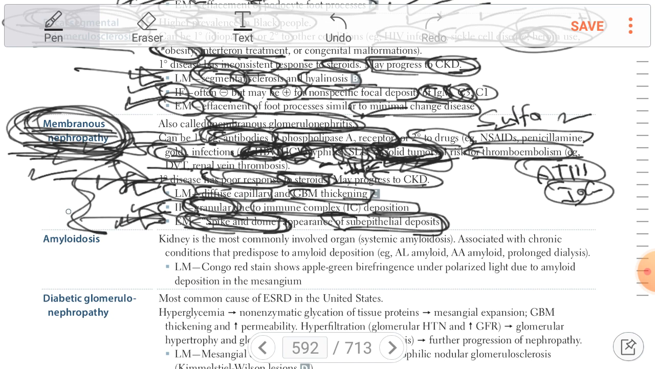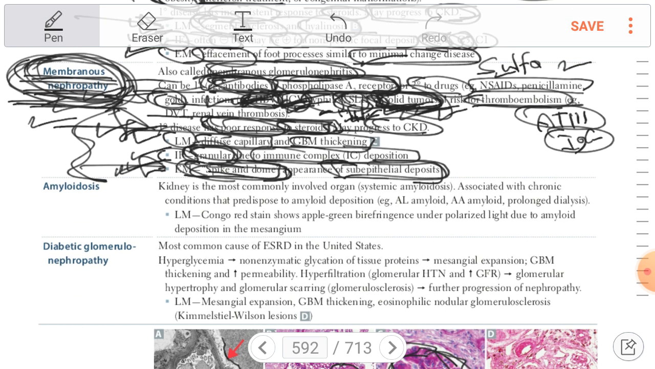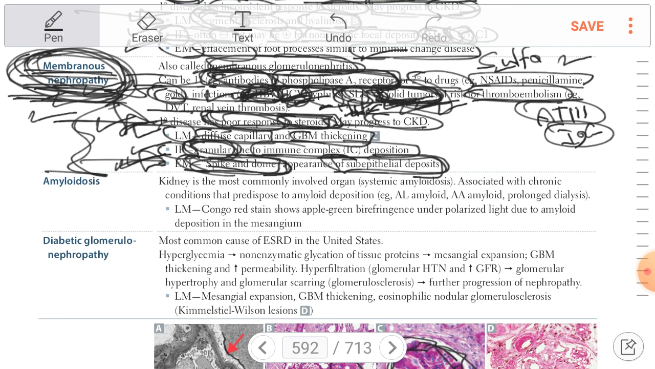Then this is so important also: poor response to steroid, because minimal change disease has excellent response to steroid. Poor response to steroid. Plus it's a case with hepatitis B, hepatitis C, solid tumor, plus antibodies against phospholipase A2 receptors. This is membranous. Then the next one, systemic disease, amyloidosis.